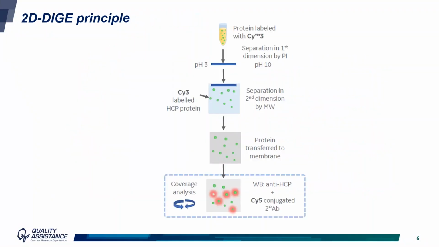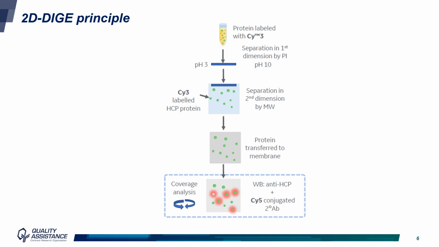2D-DIGE was introduced in the late 90s and is based on the fluorescent labeling of samples and their subsequent separation on 2D gels. HCP proteins are first labeled with Cy3 before 2D separation. The first dimension is based on the isoelectric point of the protein, and the second dimension is based on its molecular weight using SDS-PAGE.